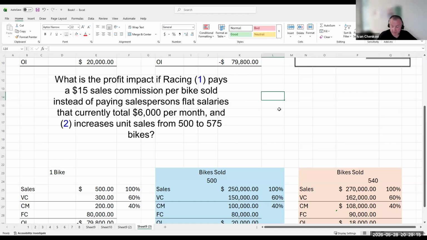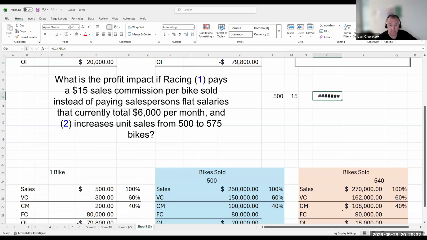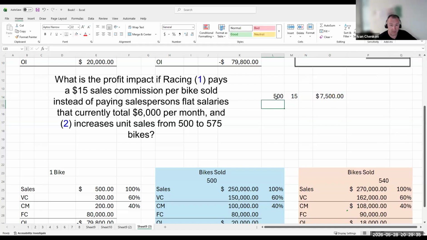If these people are selling 500 bikes and they get $15 per bike, how much in total are they going to get? They're going to get $7,500. Can you see this? By only selling 500 bikes. Now, currently, for the 500 bikes, they're making 6,000. So which one is better for them? To stay on the salary when they're selling 500 or to move to the commission? Obviously, moving to commission is going to give them $1,500 right away.